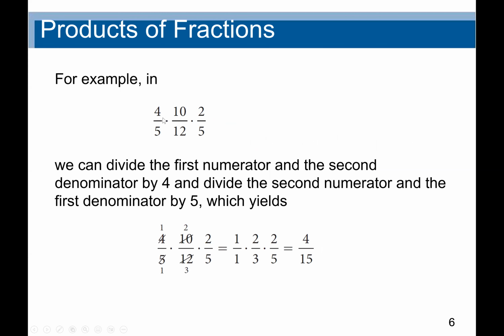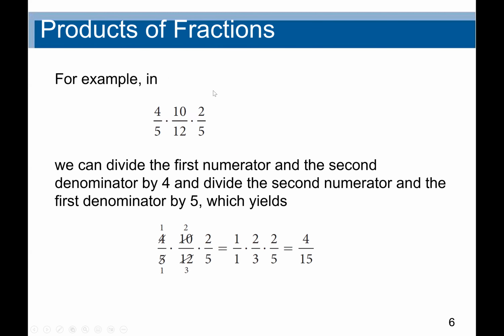So this is the example again. Instead of multiplying all the numerators together, then multiplying all the denominators, then reducing, another option is to start reducing earlier. For example, 5 can go into 5 is 1, and 5 can go into 10 is 2.